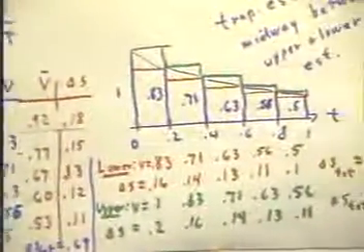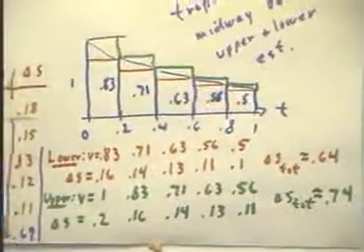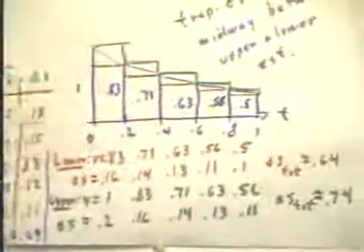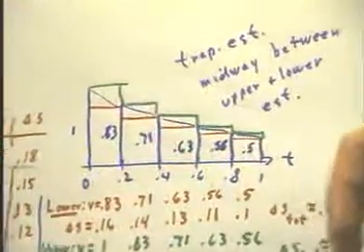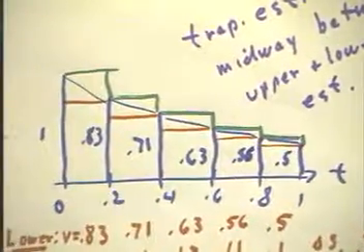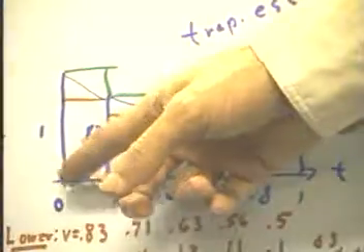Now, the text problem actually asks you to find a lower and an upper estimate using the ideas of a lower and upper estimate. So we come over here and look at the situation. First, let's look at a graph. Okay, here's a graph of the values that we have.